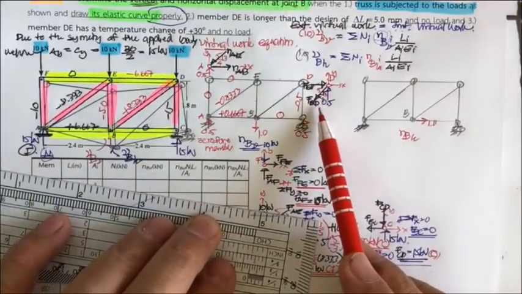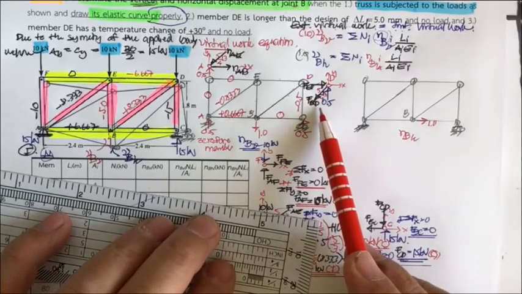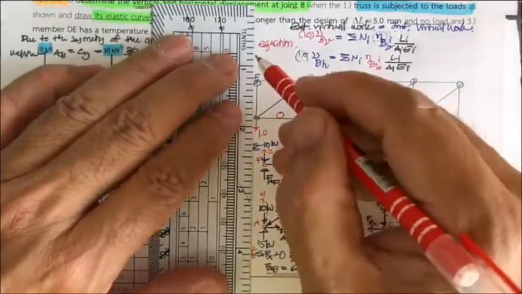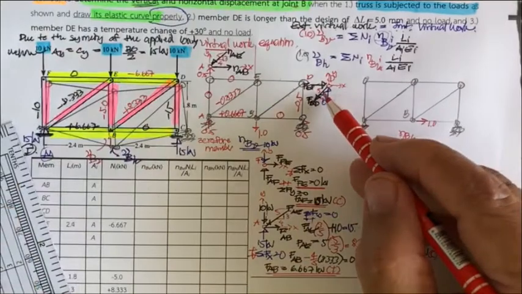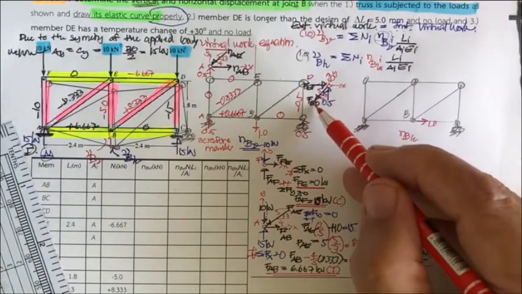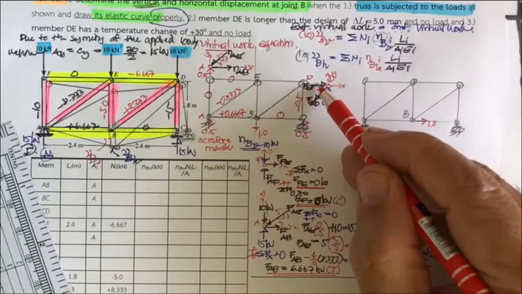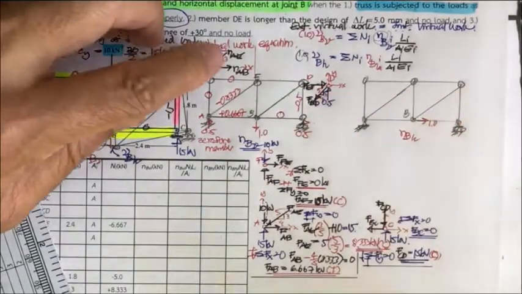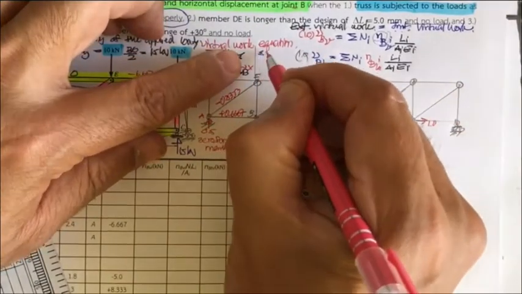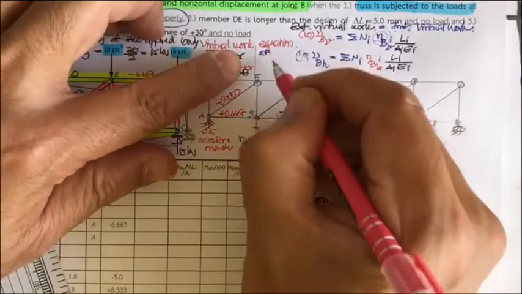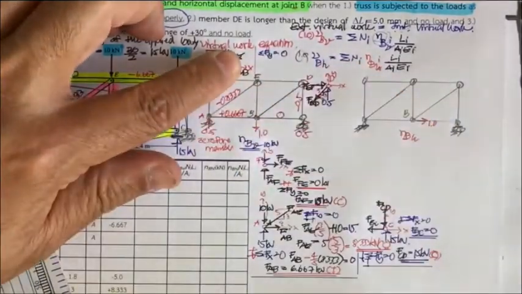Which equation can you use first? If you consider this in the vertical direction, you may solve this one immediately. If you put it in the X direction, you won't. So by doing this, just summation of F sub Y equal to 0.